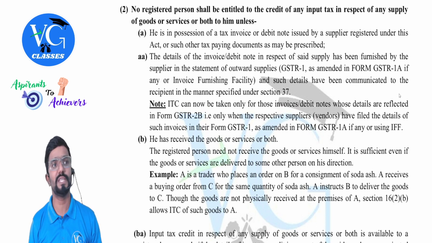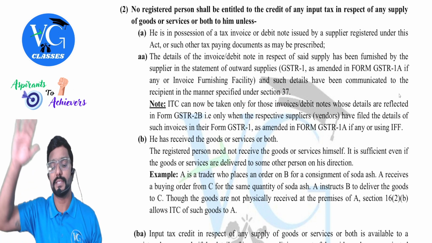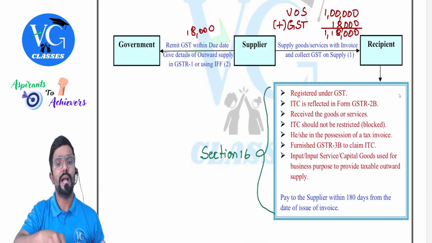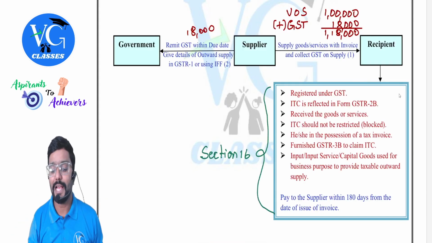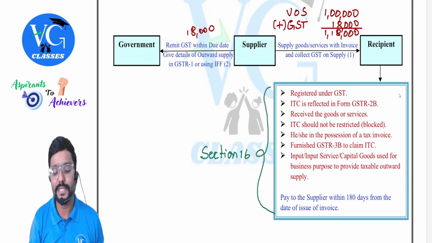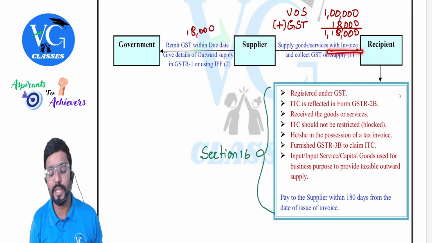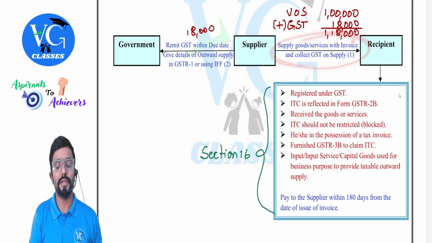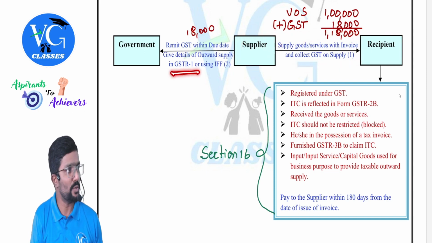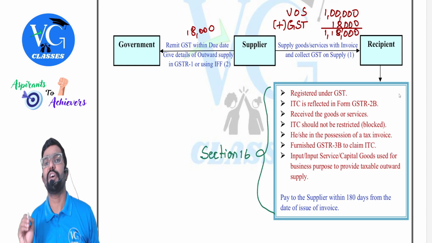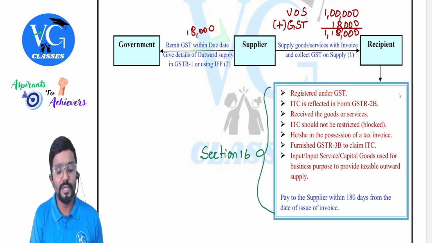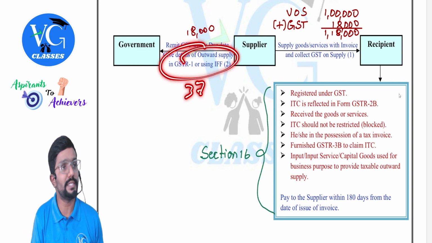If any, or invoice furnishing facility. When is invoice furnishing facility, also I have told. That is when supplier is following QRMP, guys. And such details have been communicated to the recipient in the manner specified under section 37. Guys, simple. What they are trying to tell you here is, I told you, whatever supply has been made by supplier to recipient, he has also given the invoice. Now, this details has to be given by the supplier in what? GSTR 1 or using invoice furnishing facility. This provision is given in section 37.